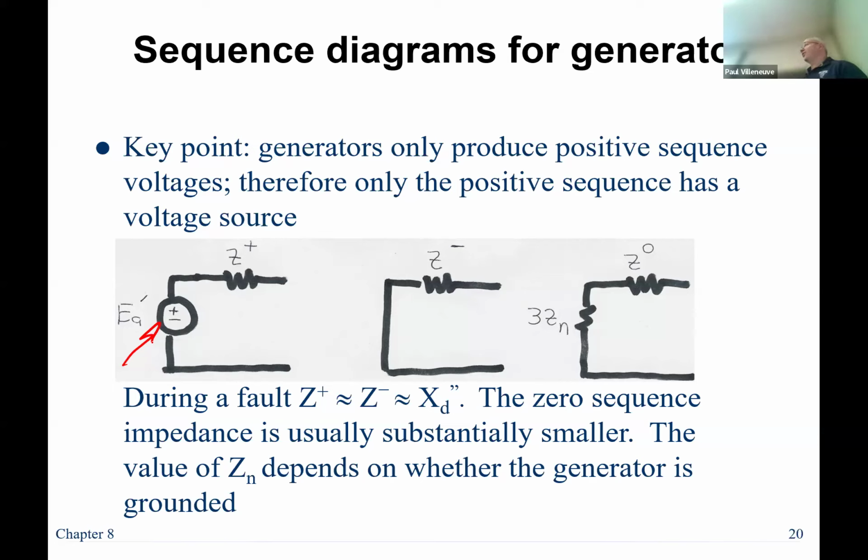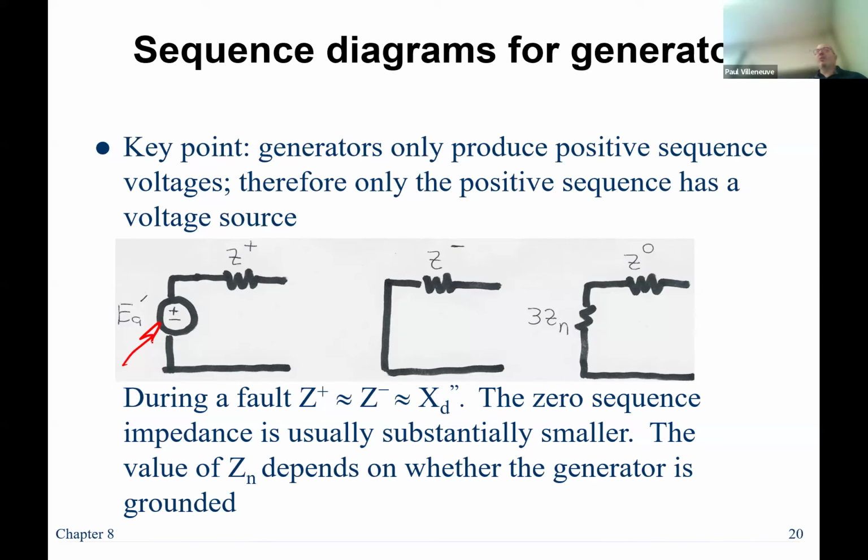Like when we did the fault analysis with the superposition last week, we would put a voltage source in there. So if you're going to look at unbalanced faults with systems that have large synchronous motors, then we would also include that back EMF voltage source in the positive sequence diagram. Negative sequence diagram just has one impedance. The zero sequence impedance has 3 times Zn.